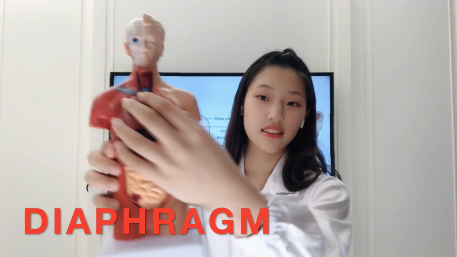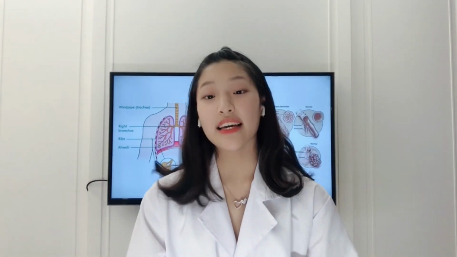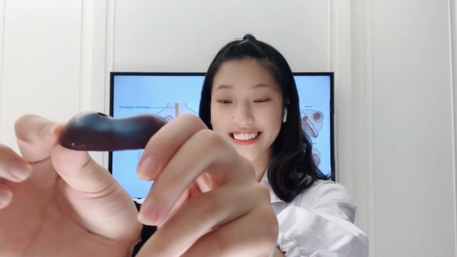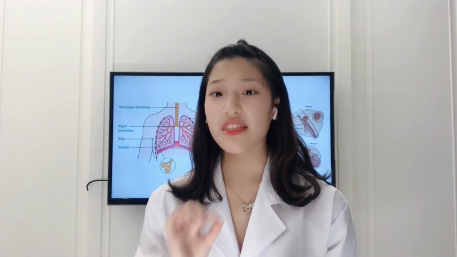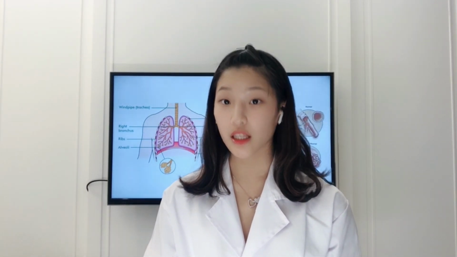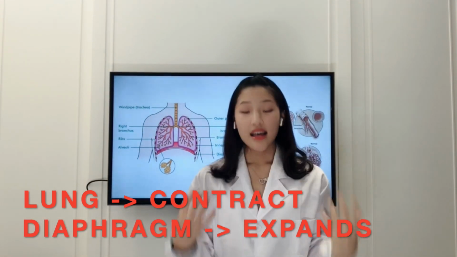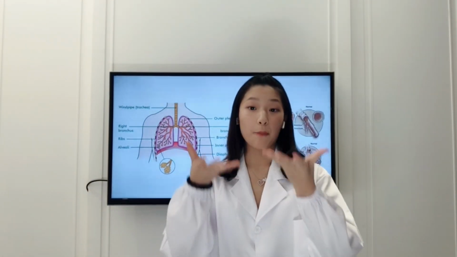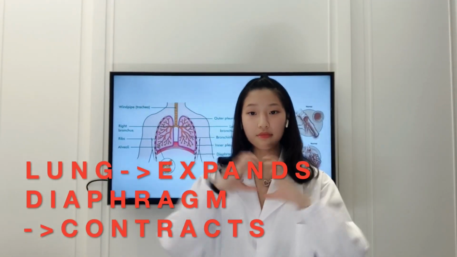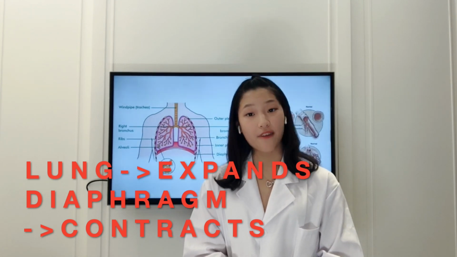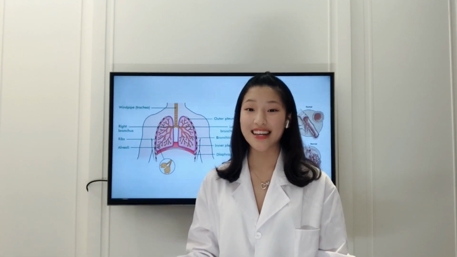So here, let me just remove all of this. And here is the diaphragm. Do you know what this is? This is actually a muscle, a very thin muscle, and it helps support the lung. How? When the lung contracts, the diaphragm expands and moves upwards so that it supports the lungs. However, when the lung expands, the diaphragm contracts and moves downwards, and it always supports the lungs.